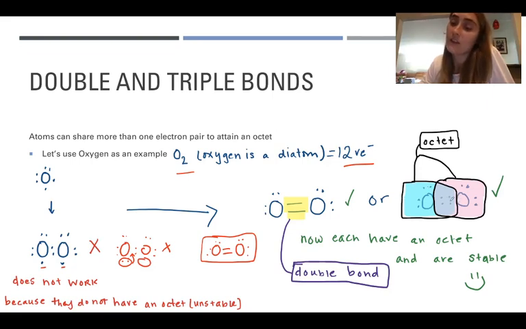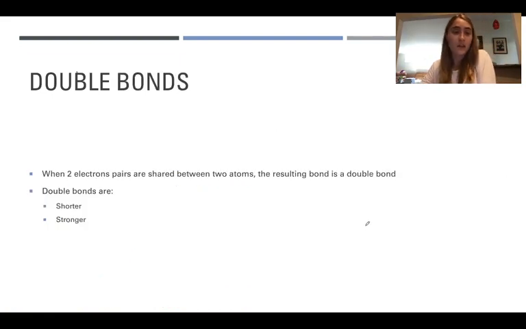And I've outlined here where the octet is, right? 1, 2, 3, 4, 5, 6, 7, 8 around our blue oxygen. And then again, you double count 1, 2, 3, 4, 5, 6, 7, and 8 around our pink oxygen here. So that's how we're counting. Now each oxygen has its octet, and they're both stable and they're both happy. Okay, so just a reminder, a double bond is when 2 electron pairs are shared between 2 atoms. So you no longer have a lone pair, you take a lone pair and convert it into a bonding pair. Now double bonds are shorter in length, but they're much stronger, which makes sense.